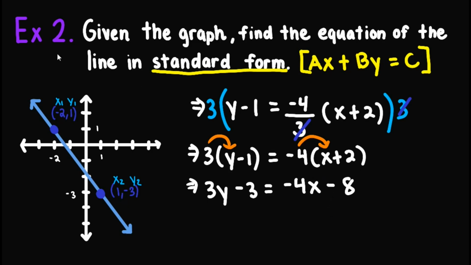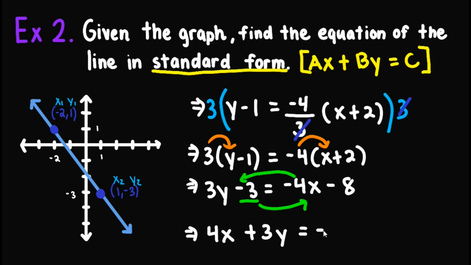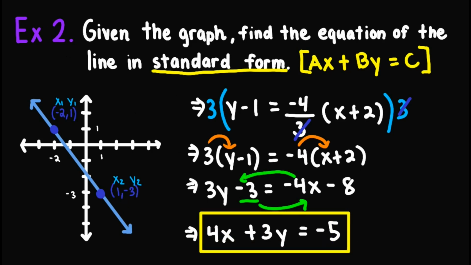And now we are almost done. Simply move negative 4x to the left and this negative 3 to the right to obtain 4x plus 3y equals negative 8 plus 3 will give us negative 5. And this out here is the equation of the line in standard form.